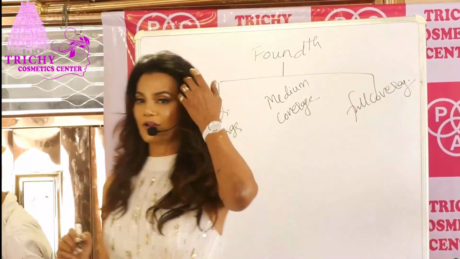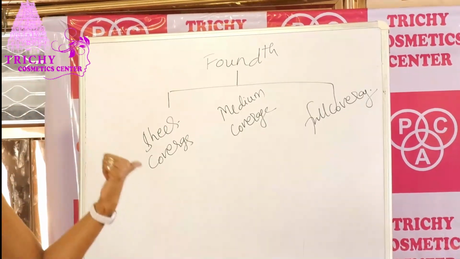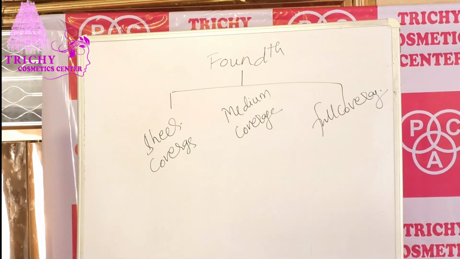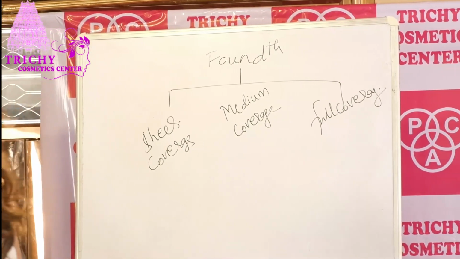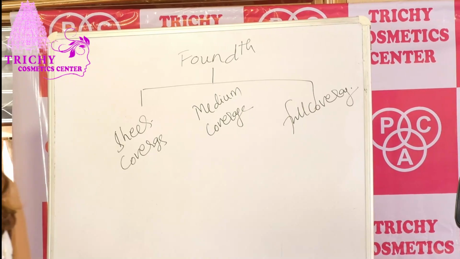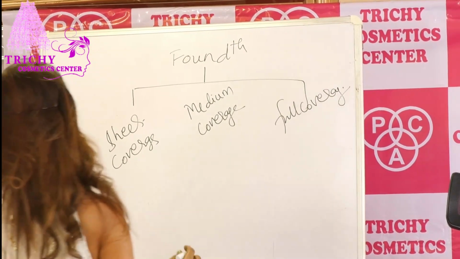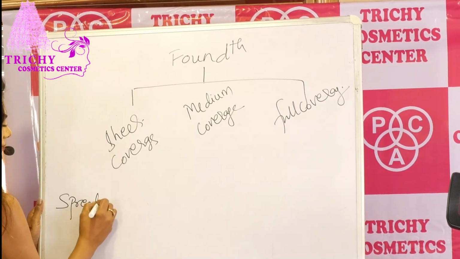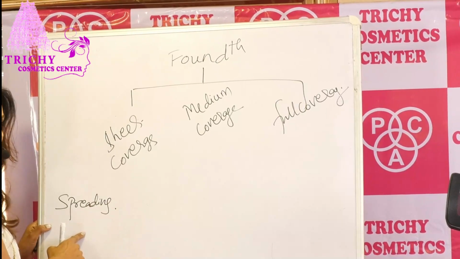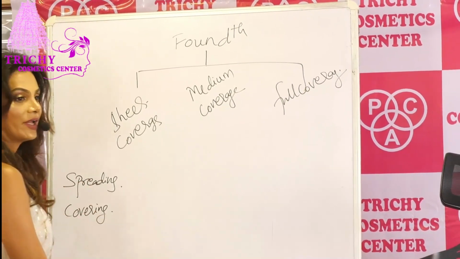Okay, so foundations are three types: sheer coverage, medium coverage, and full coverage. So how do you differentiate between a medium coverage, full coverage, and sheer coverage? We differentiate them on two qualities. One quality is called spreading capacity, and the second is called covering capacity.